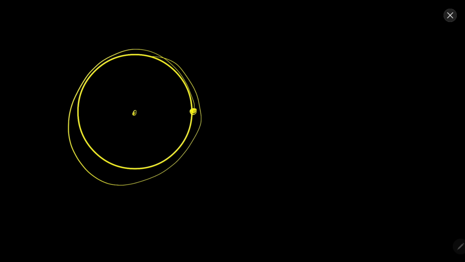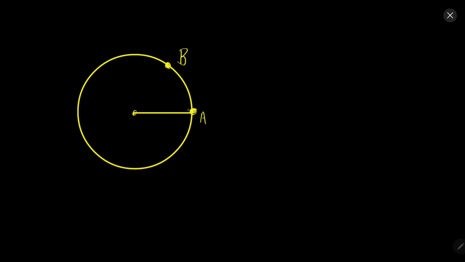Before we start, let's draw a circle. Let's say there is some object which is moving in the path of this circle. So the motion of this particle will be considered as circular motion. Let's suppose the particle starts from point A, and after a certain time it reaches point B.